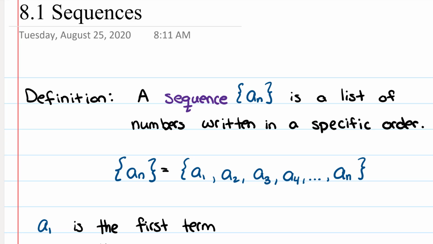8.1 Sequences. In this next couple videos, we're going to talk about how to determine values of sequences and discuss what sequences are. The definition of a sequence, which we write as A sub n, is a list of numbers written in a specific order. For example, if we have a sequence A sub n, it's A sub 1, then A sub 2, A sub 3, A sub 4, and so on. They sometimes follow a pattern, they sometimes don't. And that's what a sequence is.